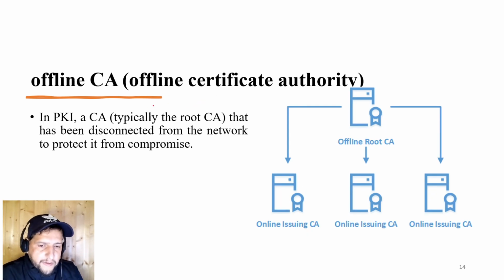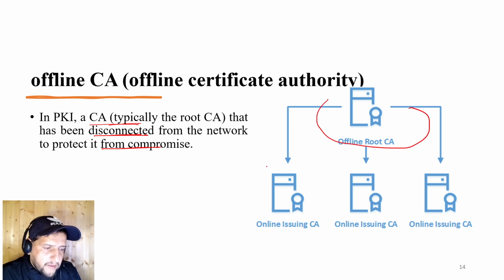Offline certificate authority. So in PKI, a CA, typically the root CA, that has been disconnected from the network to protect it from compromise. You just keep it offline. So if any of your CAs is compromised, this will still be protected. So all the certificates which are being issued by this CA will be compromised.